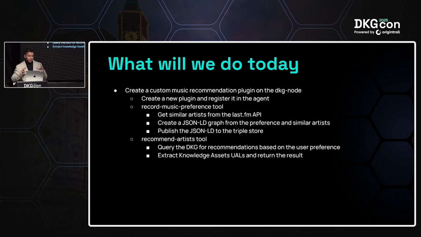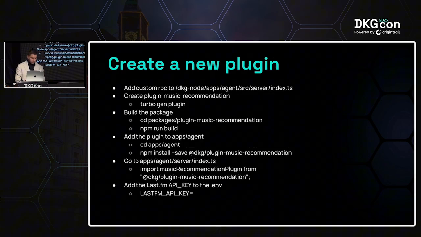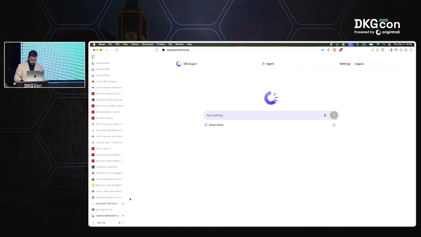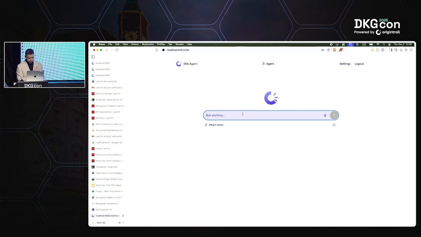We're going to be creating this plugin, registering it in the agent, and we're going to use two tools. One is for recording this preference of ours on the DKG, and the next tool is going to be fetching from the DKG and giving you recommendations for your preferences. I'm going to show you a very simple demo as well, how this is going to look. So maybe before we start, I'm actually going to show you what we are going to build today.